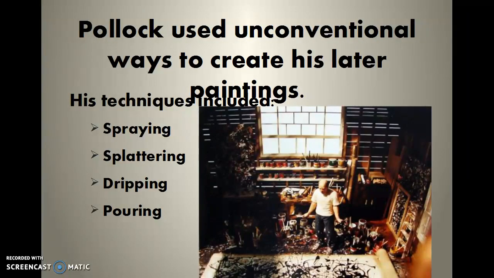What are the techniques used by Pollock? Well, spraying, splattering, dripping, and pouring. You can see him here in his studio, and here's the canvas, and he would go round the canvas with sticks and other objects, brushes, glasses, cubes, anything, and he would pour it or drip it or splatter it on the canvas.